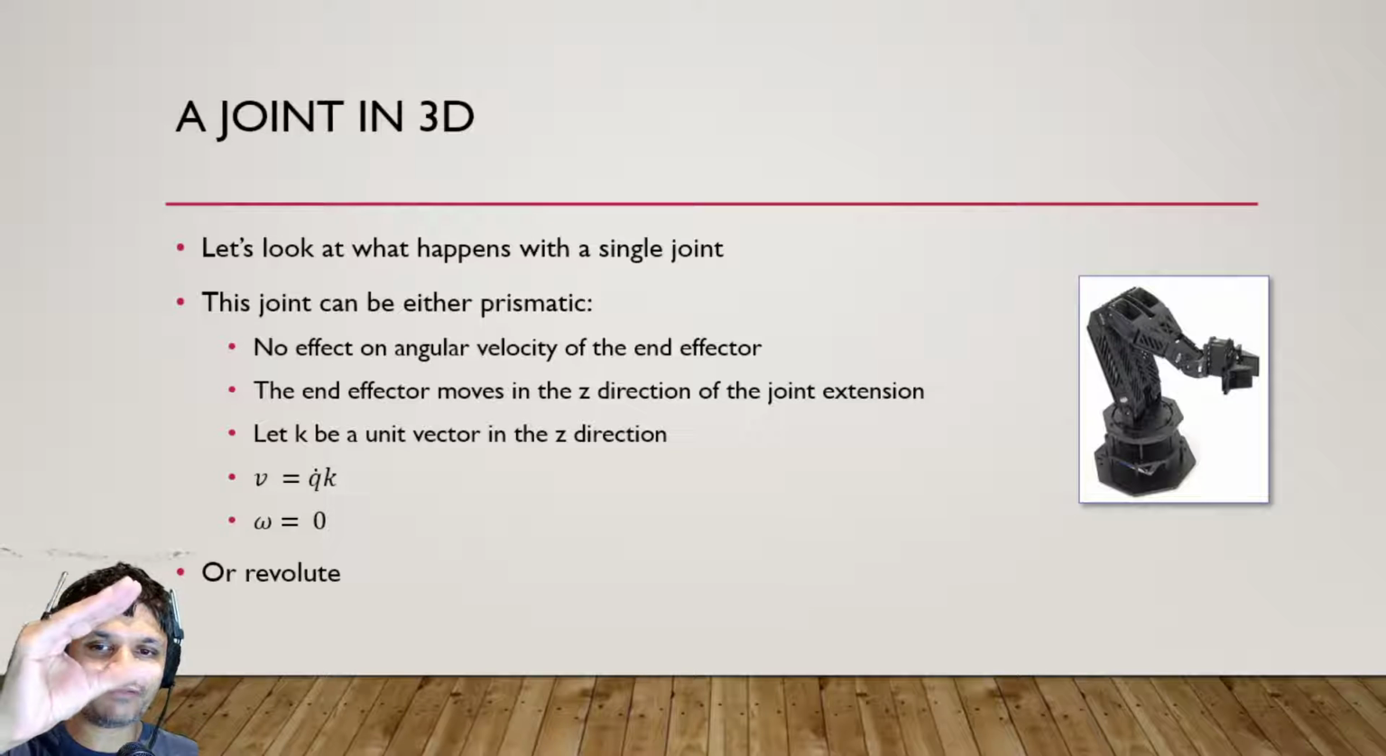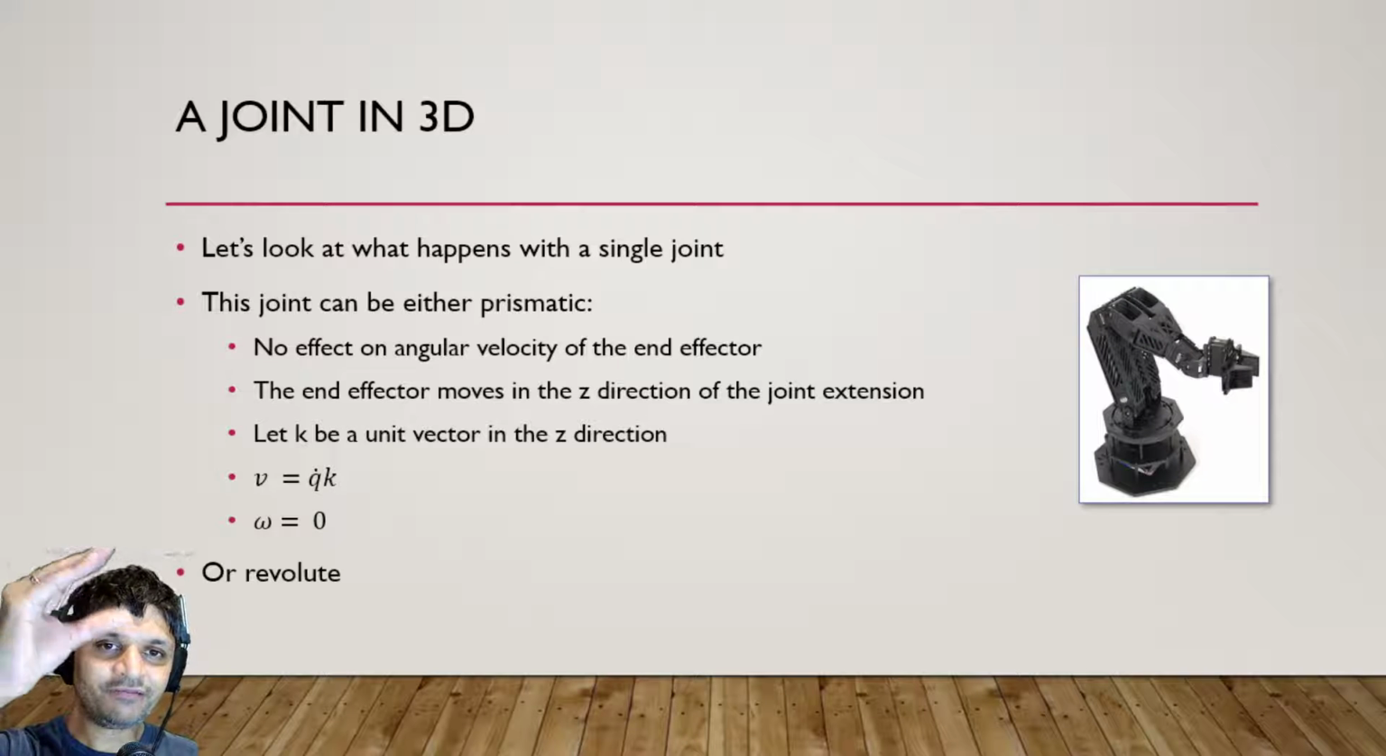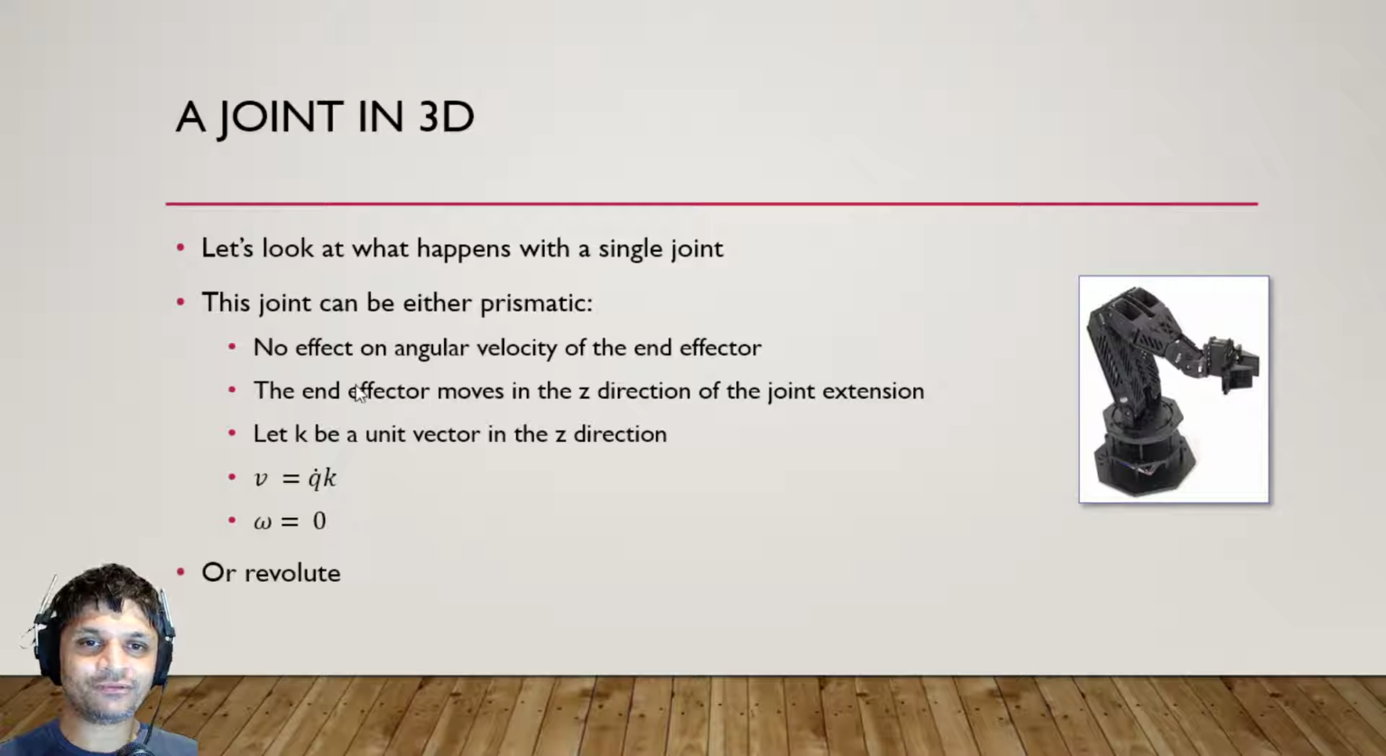So if we've got an end effector and we're extending and retracting our arm, that end effector is not rotating, right? So if we wanted to figure out what the rotation is based on the parameter of the joint, it's zero. It doesn't matter what velocity my joint is going at. If it's prismatic, it's not causing any rotation. So I can say my omega, which is my angular velocity of the end effector, is equal to 0.